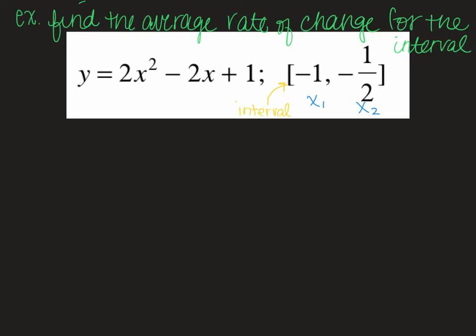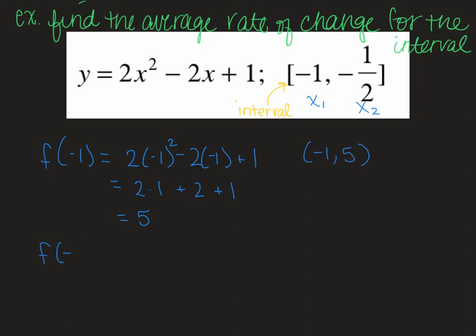All right, so let's plug in those values. First thing I just want to do is to find what f of negative 1 is going to equal. So 2 times negative 1 squared minus 2 times negative 1 plus 1. So we have 2 times 1 plus 2 plus 1, which is 5. So our first point is going to be negative 1, 5. And then we have our f of negative 1/2.